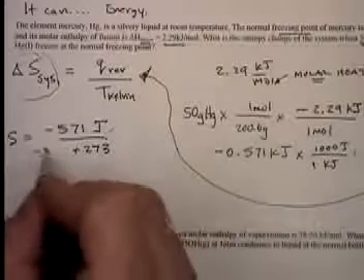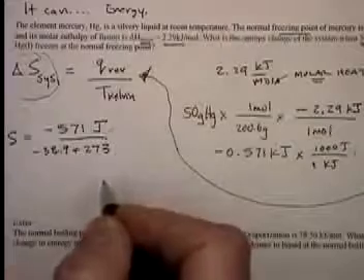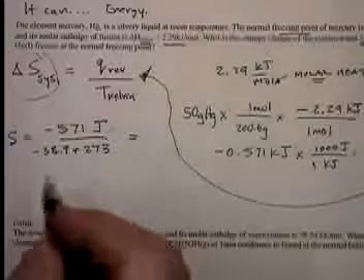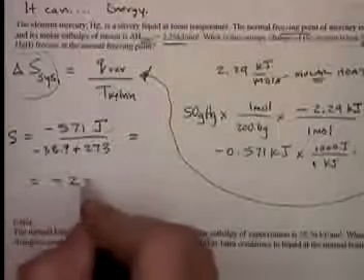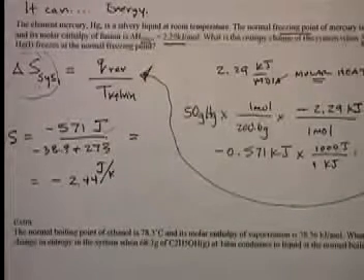And remember, you have to add 273 to that to make it be a Kelvin temperature. So when I take negative 38.9 and add it to 273, I end up with 234.3. If I take and divide those two numbers, I end up with a negative 2.44 joules per Kelvin for my entropy.